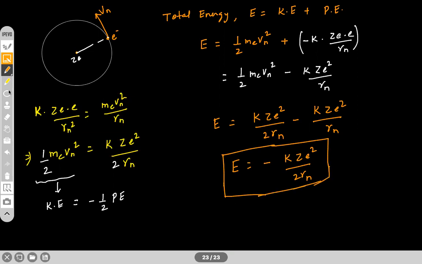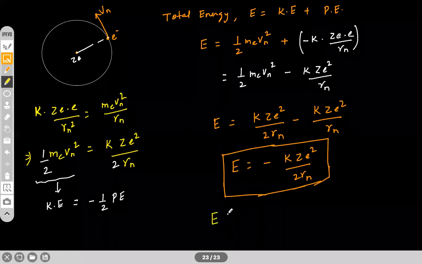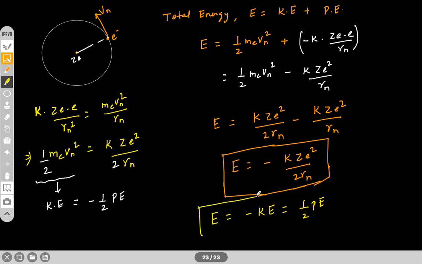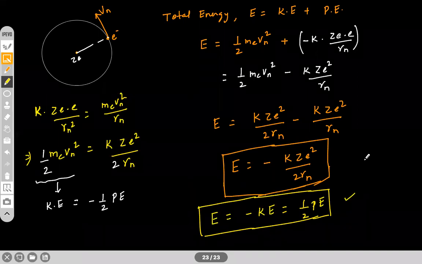And when you compare this, this is also very important. If you compare total energy with kinetic energy, total energy is the negative of kinetic energy, and the negative of kinetic energy is half of potential energy. So this is the relation between kinetic energy, potential energy and total energy. Did you get it? Any doubt? Please respond quickly. We'll finish this. Just a few more things left.